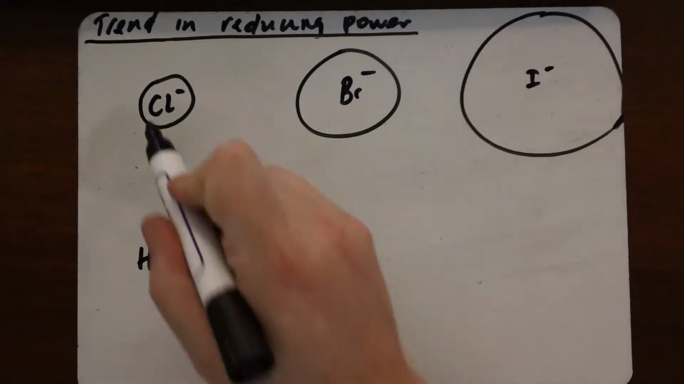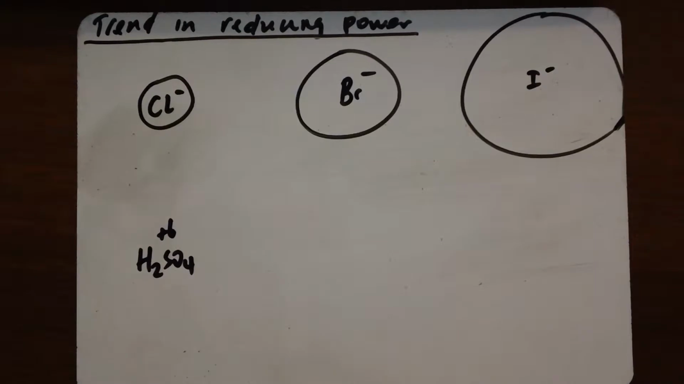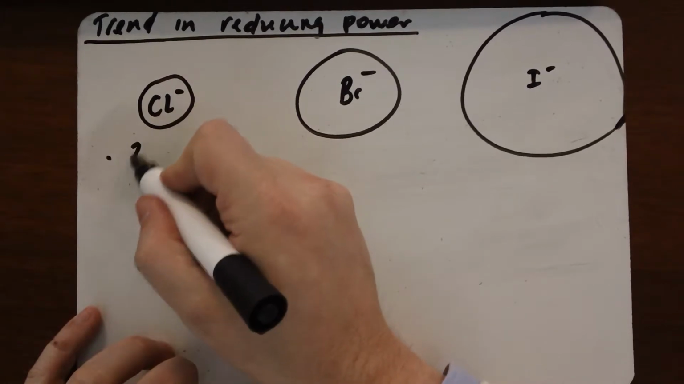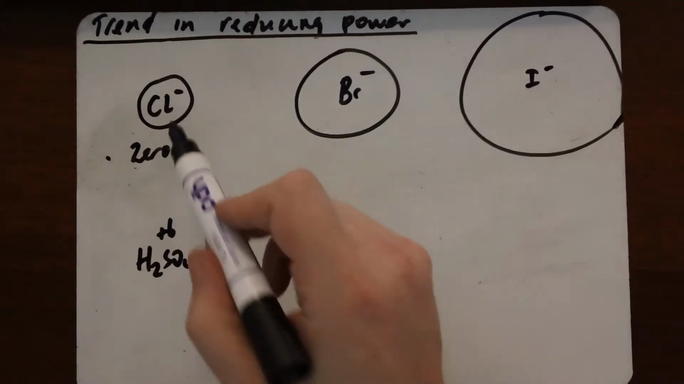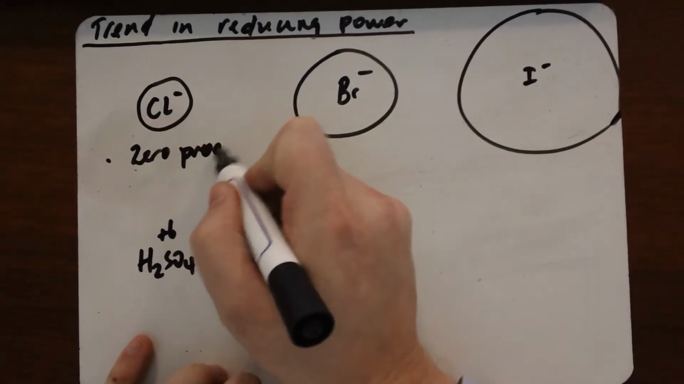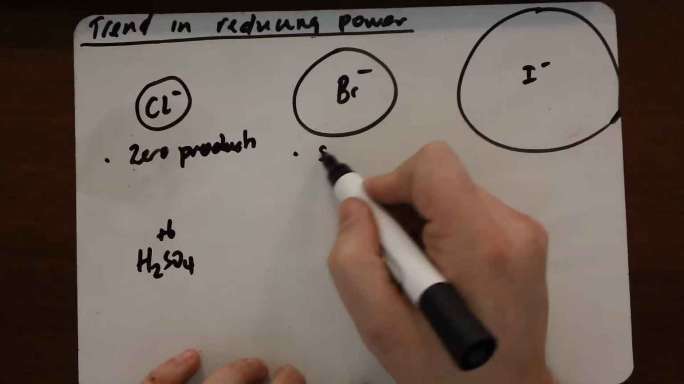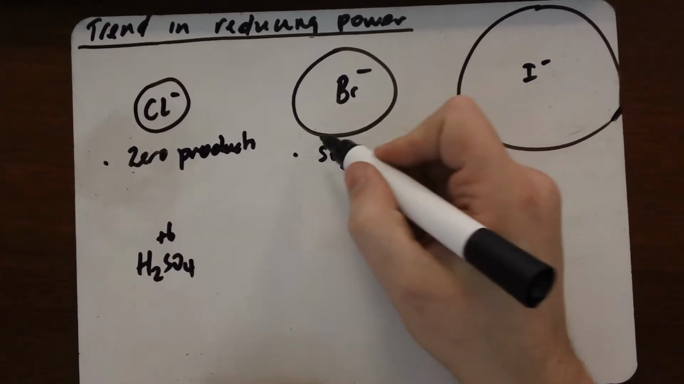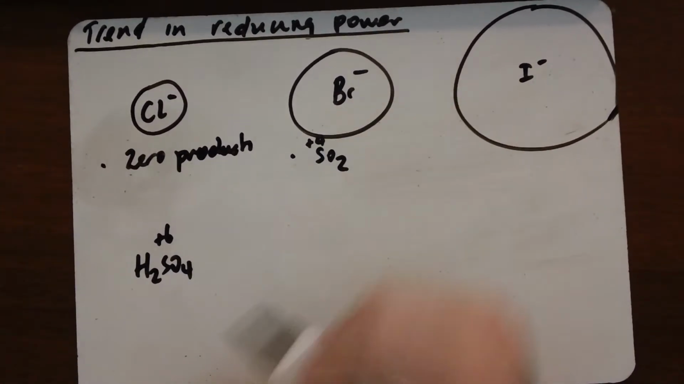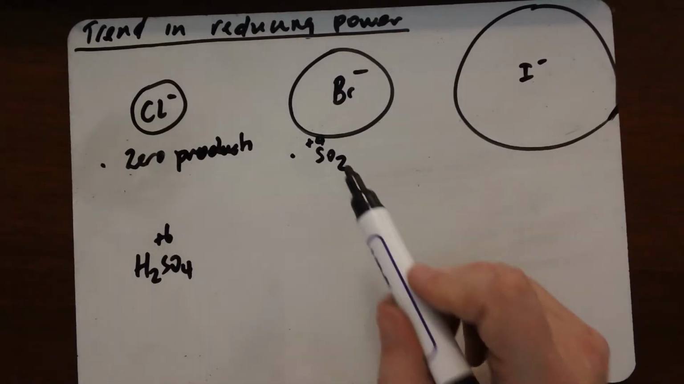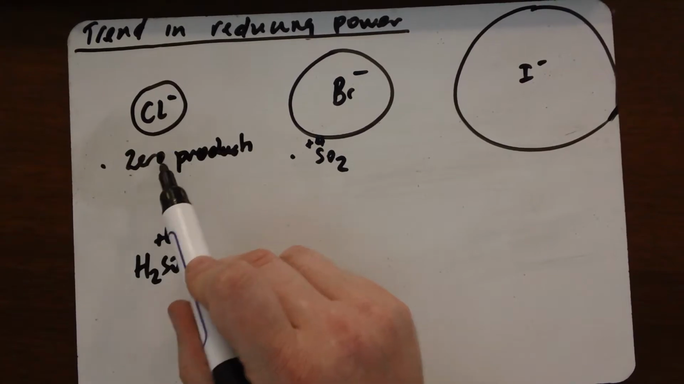Now, when we react sulfuric acid with a chloride, we don't see any change in the oxidation state of sulfur. So therefore, there are zero reduction products, so no electrons have been lost from the chloride. However, with bromide, we see SO2 is produced. Now, if we look at the oxidation state of sulfur in this, we see that it's +4. So it goes from +6 to +4, so it has gained 2 electrons, and those electrons come from the bromide. Now, bromide is a better reducing agent than chlorine.